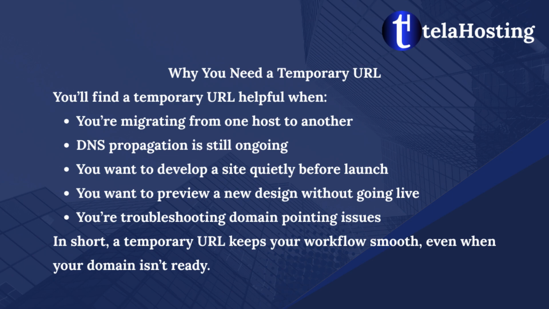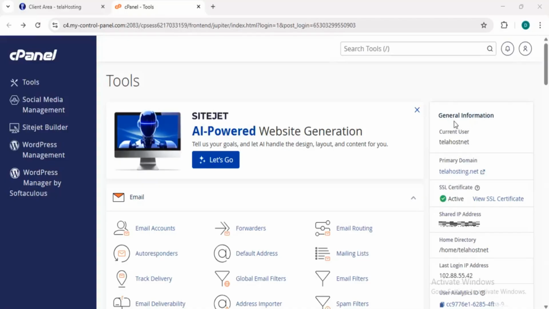In this video, I'll show you how to use a temporary URL in cPanel. First, you're going to log into your cPanel account. Once you're inside, you are ready to access your temporary link. There are two ways to get the temporary URL in cPanel.